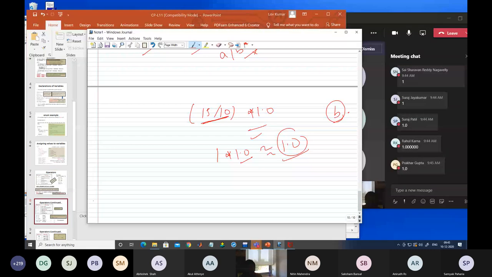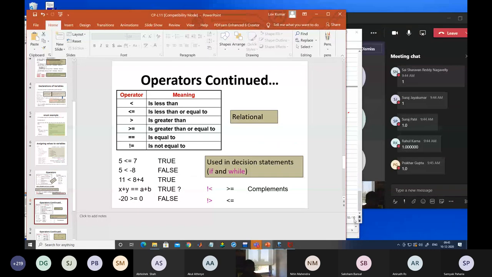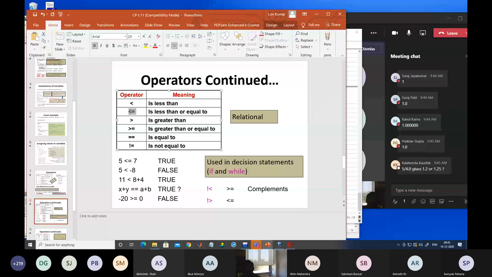Okay. Now, the second topic, we are going to discuss the logical operators. When you are writing an if condition, basically we are using these types of operators. So first one, less than. Second one, less than equal to. Fourth one, greater than. Greater than equal to, double equal to, and not equal to.